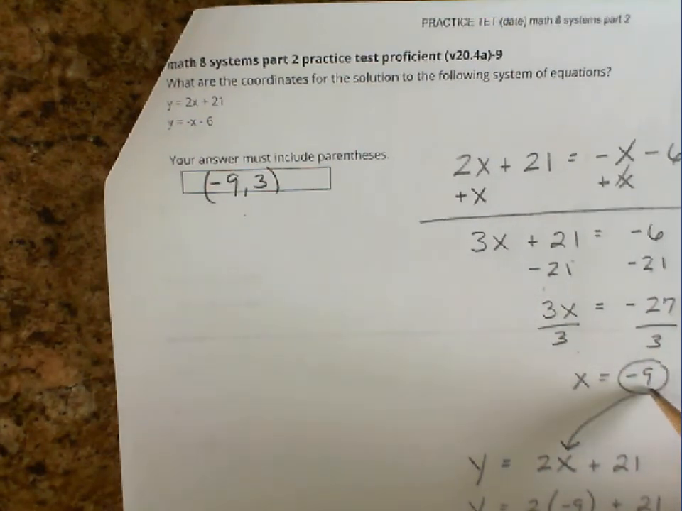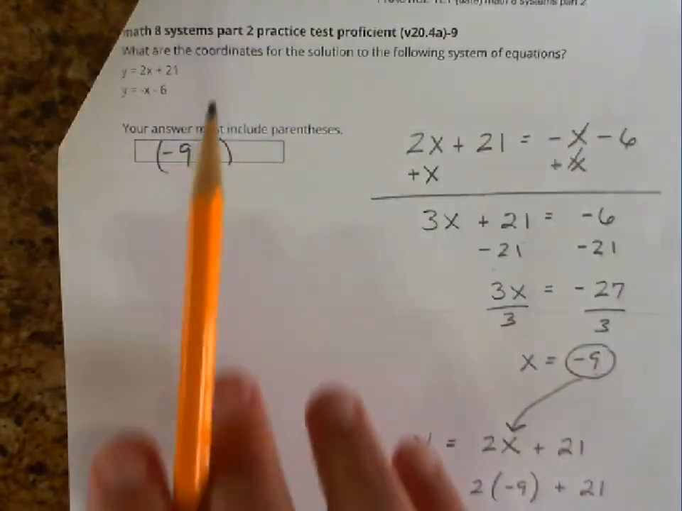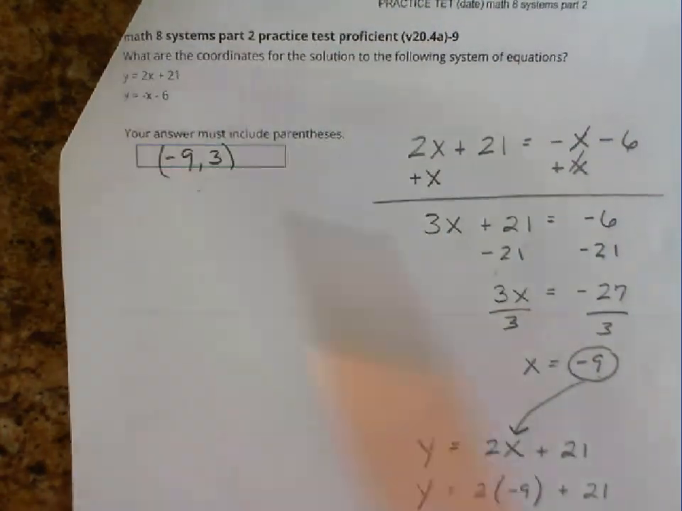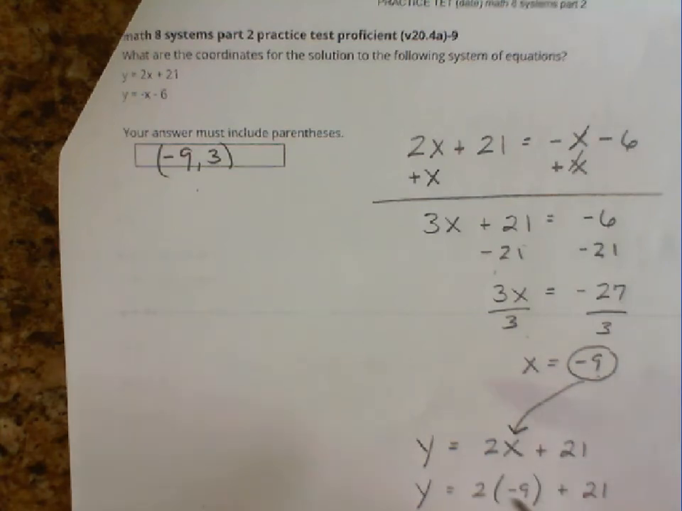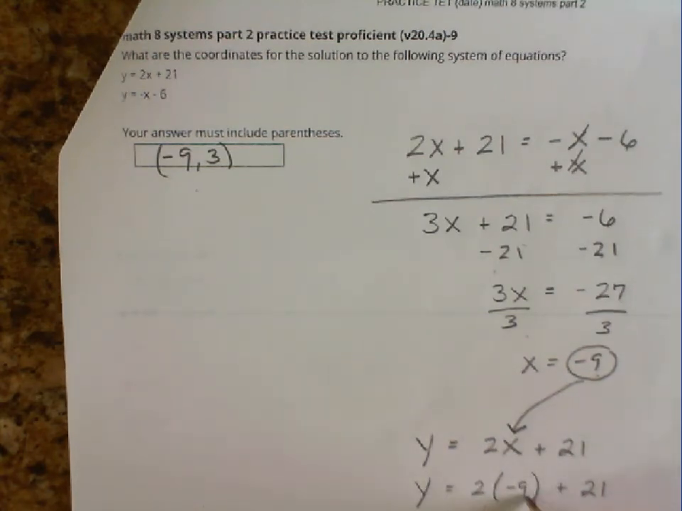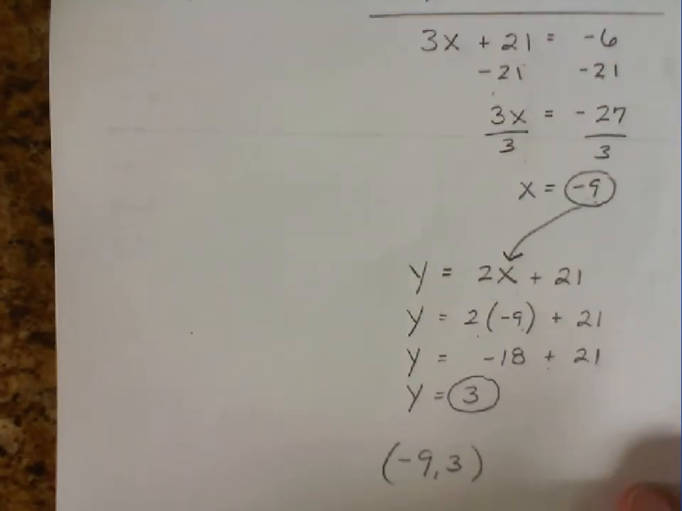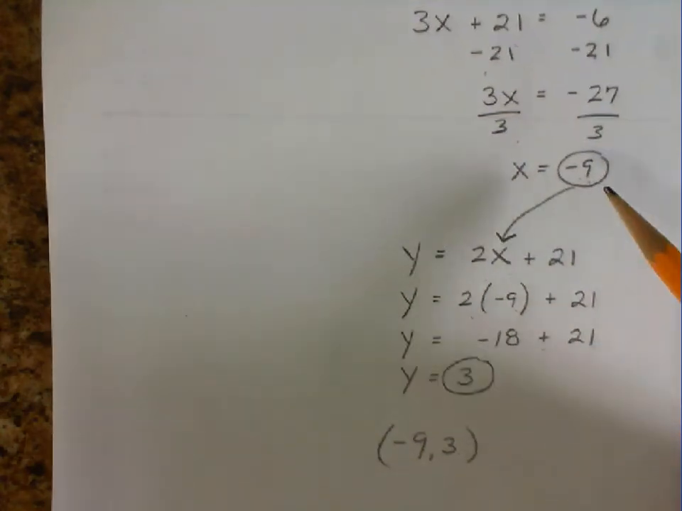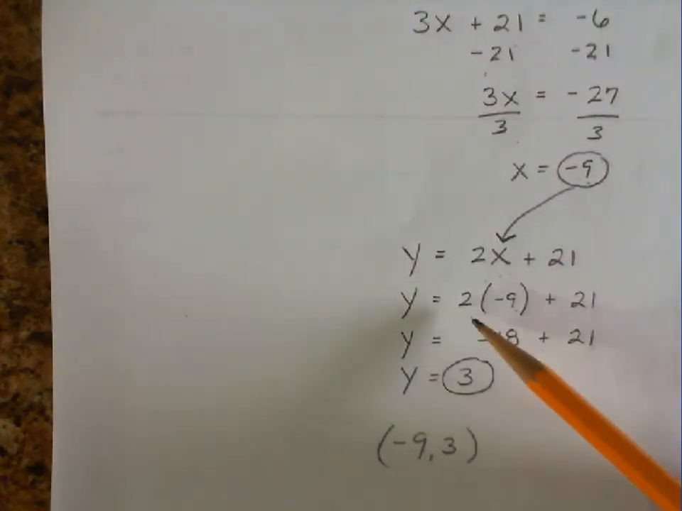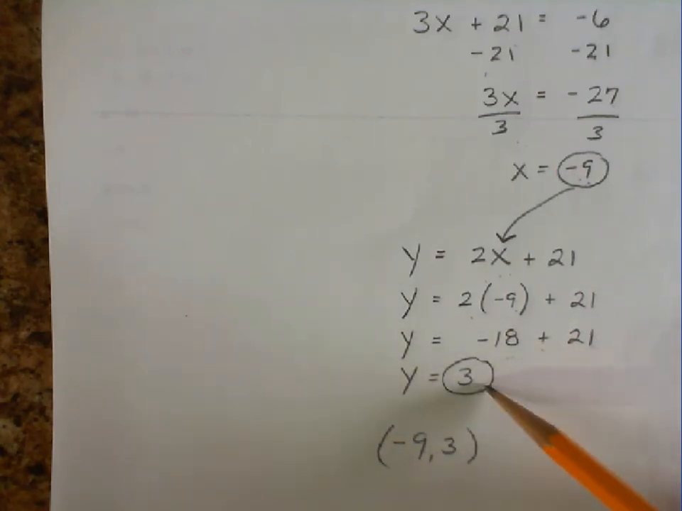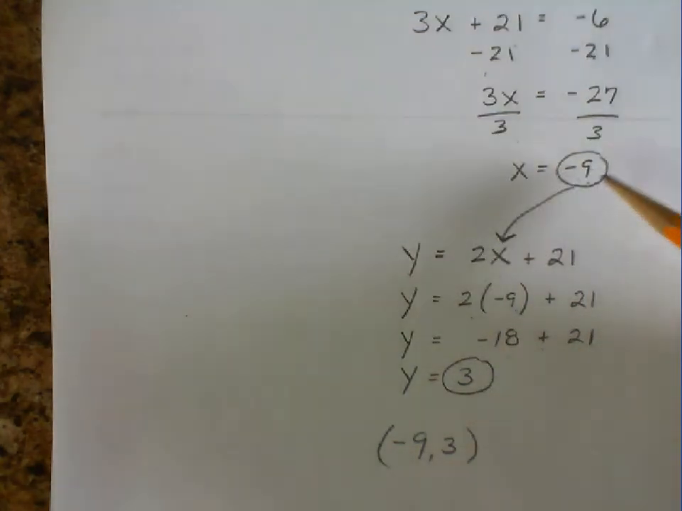I need to now take this x and plug it in either here for x or there for x. I chose to use the top equation, so I went 2 times negative 9, which is negative 18, plus 21 is 3. So my answer is negative 9 comma 3. Oh, you can't see what I was talking about. So I'm taking the negative 9 and plugging it in right there. So 2 times negative 9 gives me negative 18, plus 21 gives me positive 3. So my answer is negative 9 comma 3.